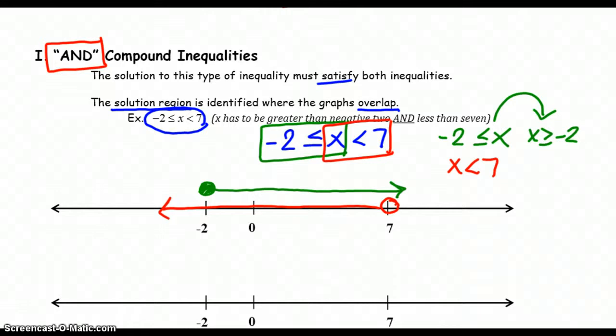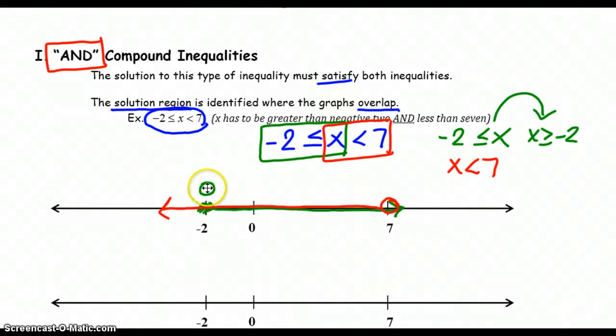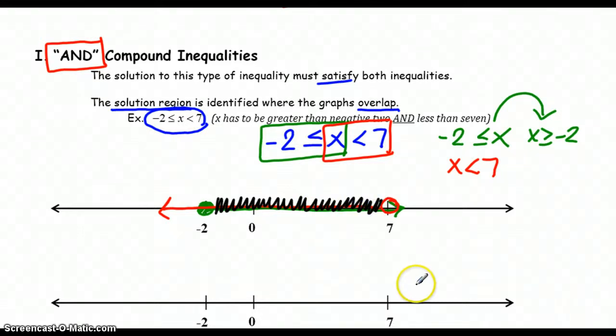Now if I take my lines and I overlap them, we'll see that they actually only overlap in between the two dots. So when you graph your compound inequality, it is only necessary to graph that overlapping region. So first we know that we're going to include -2 as a solution and not 7, but that overlap region is in between the two dots.